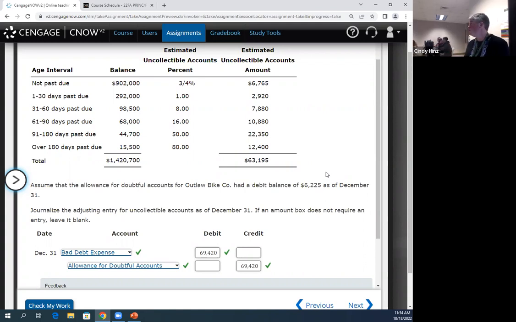On Thursday, then we'll introduce the other method, and then we'll be talking about notes receivable, and we'll end with how we use some of this information to make decisions about a company, that financial statement analysis piece.